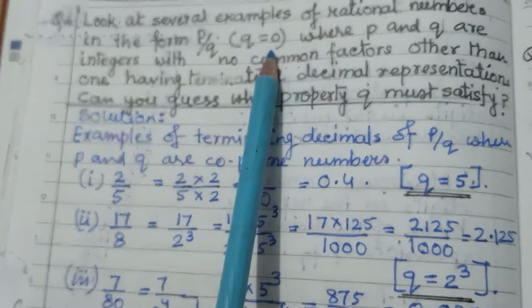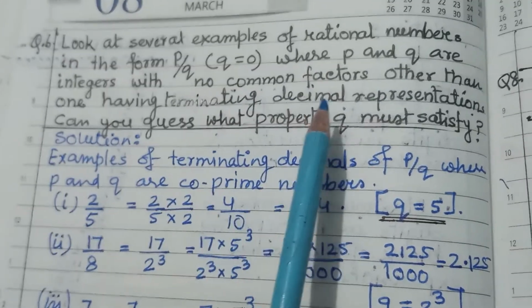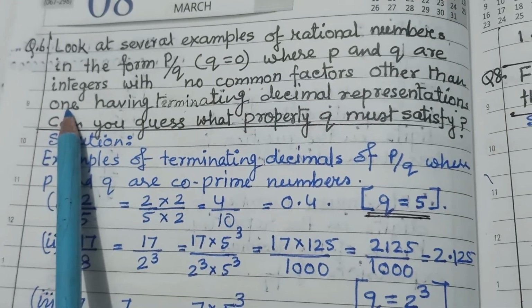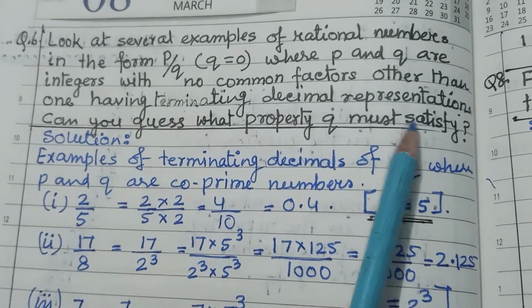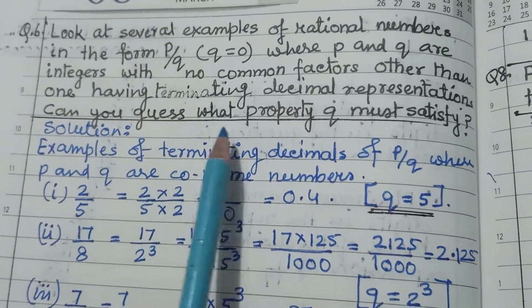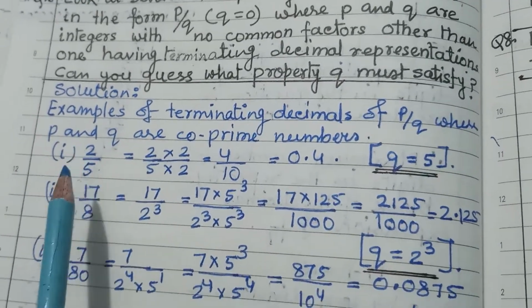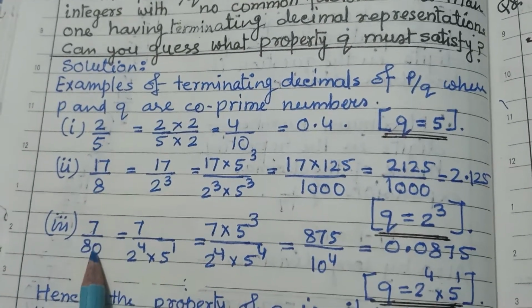Now the next question is: look at several examples of rational numbers in the form p upon q, q not equal to 0, where p and q are integers with no common factors other than 1. That means they are co-prime numbers. Having terminating decimal representation, can you guess what property q must satisfy? Now the examples I have taken are 2 upon 5, 17 upon 8, 7 upon 80.